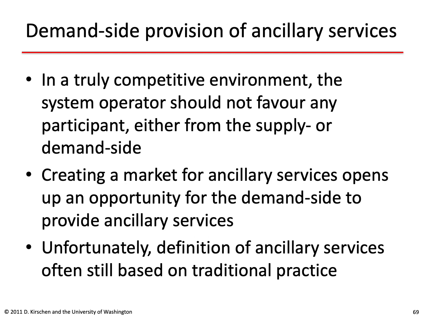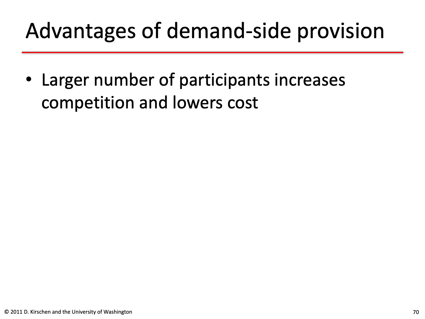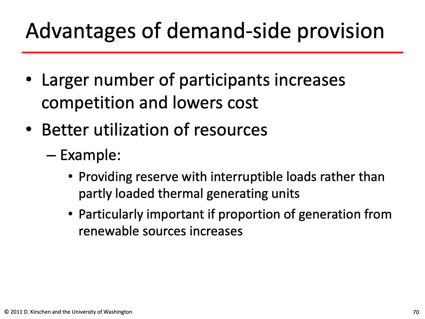So, what is providing ancillary services from the demand side? Well, you would increase the number of participants who can provide these services. Therefore, you would increase the competition and lower the costs. It would also make possible better utilization of the resources. For example, it's better to provide reserve with interruptible loads rather than partly loaded thermal generating units. And that's particularly important because the proportion of generation that comes from new energy sources is going to increase, and therefore we may need more reserve.